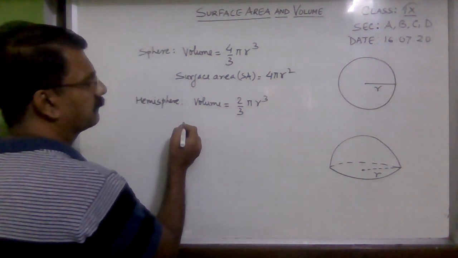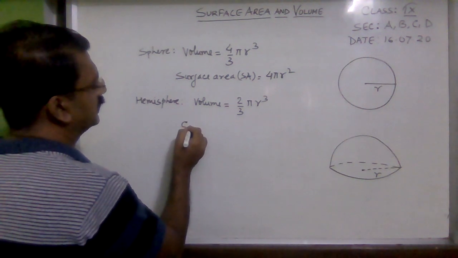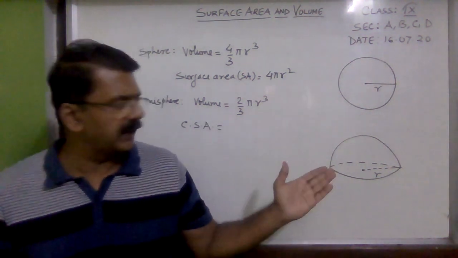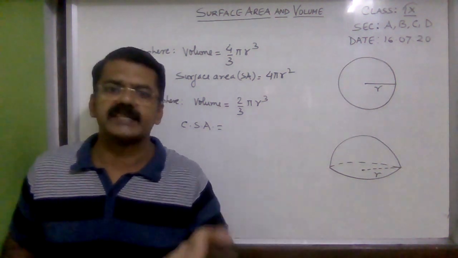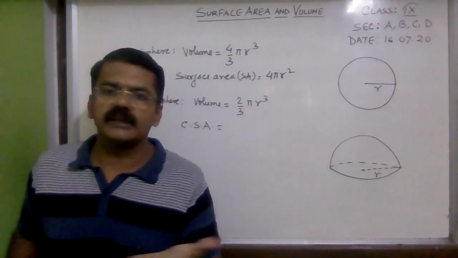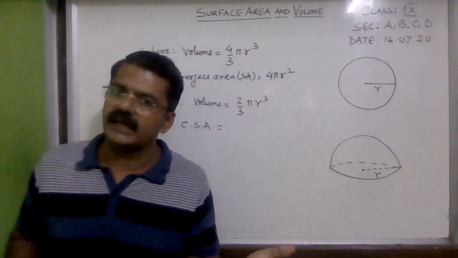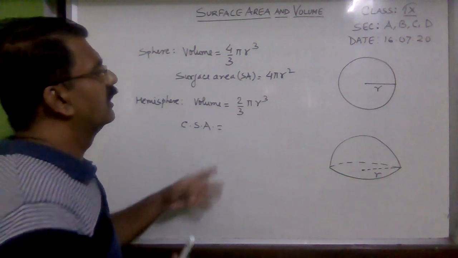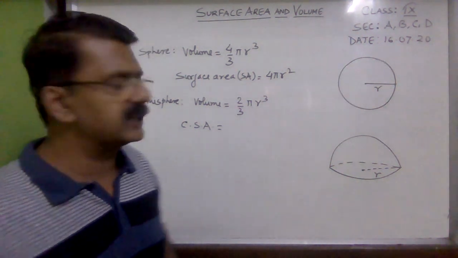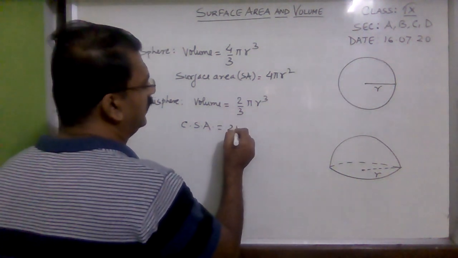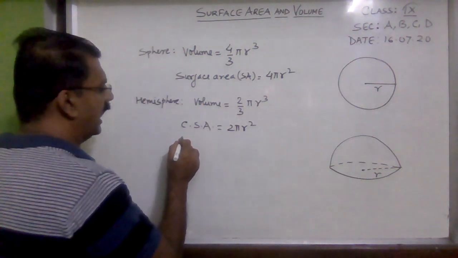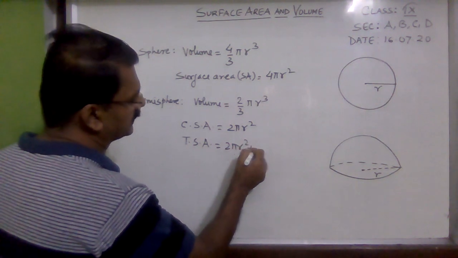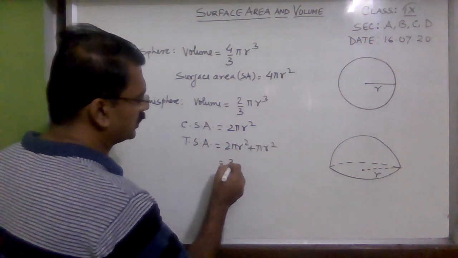Now, curved surface area. Why curved surface area? Because if you pay attention, you will see there is now a flat surface on which it is kept. So the curved surface area and the total surface area will be different now. The curved surface area will be half of the surface area of the entire sphere, that is 2 pi r square, and the total surface area will be 2 pi r square plus pi r square, that is 3 pi r square.